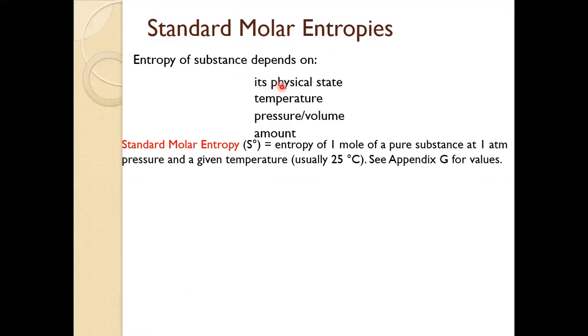So as a result, by convention, there's what's called the standard molar entropy. It's the S for entropy and then a little degree sign for the standard state, which means the molar entropy of 1 mole of a pure substance at 1 atmospheric pressure and at a given temperature. And usually it's room temperature, so usually 25 degrees Celsius. In our textbook, we have Appendix G, which gives us the standard molar entropies for a large variety of substances.